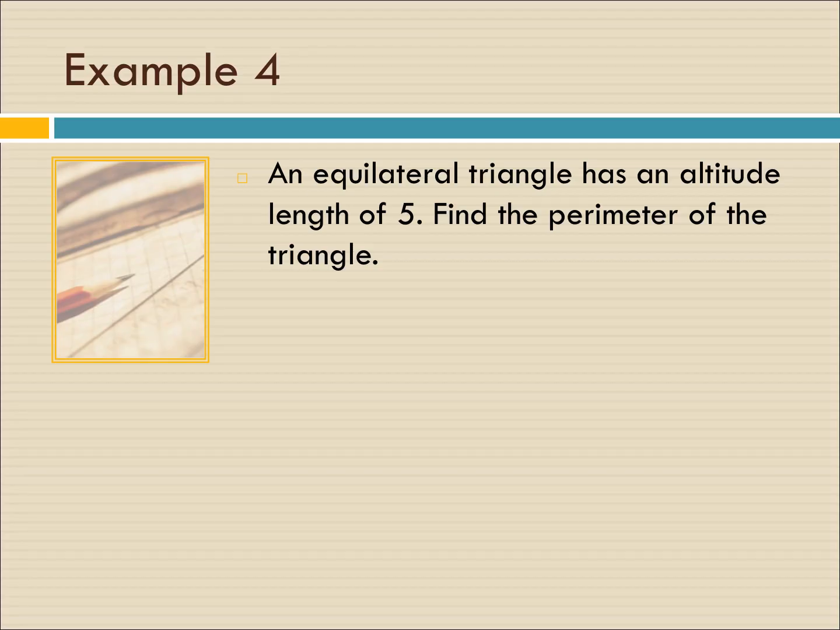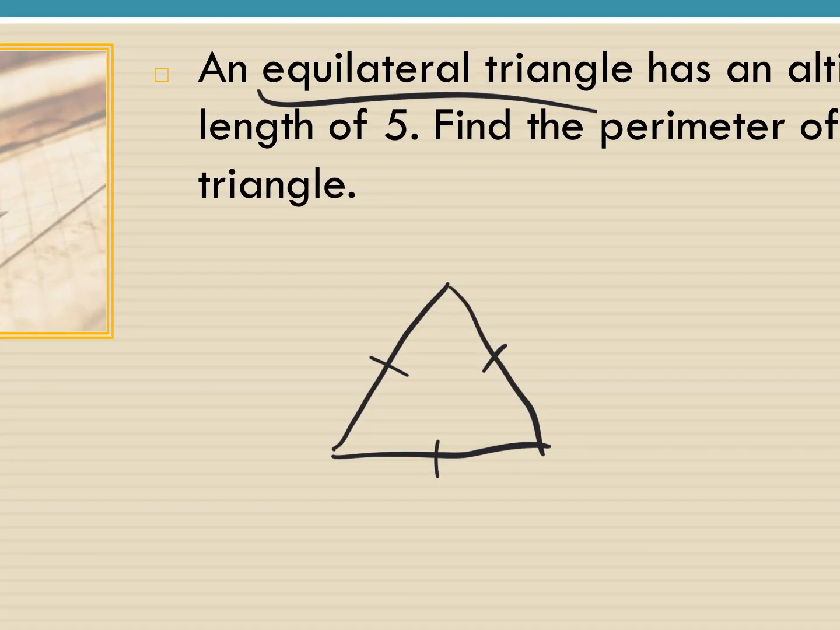Let's deal with an equilateral triangle that has an altitude of 5. Find the perimeter of the triangle. So, what is an equilateral triangle? All the sides are the same length. Very good. So let's draw a triangle with all the sides the same. What else do I know about equilateral triangles? They're equiangular. So what are all the angles? 60 degrees. Put that in there.